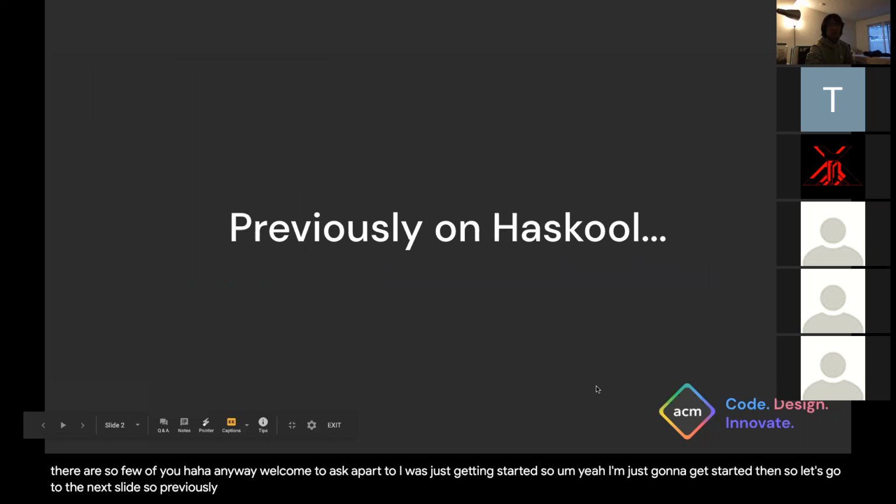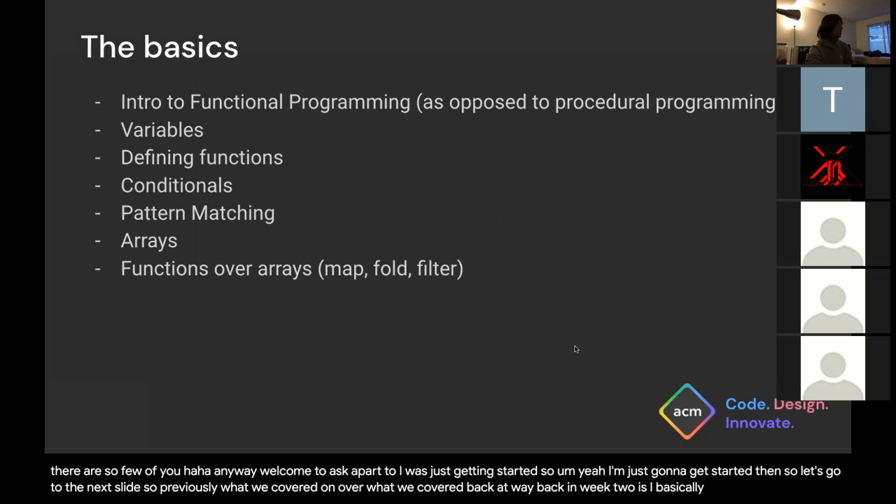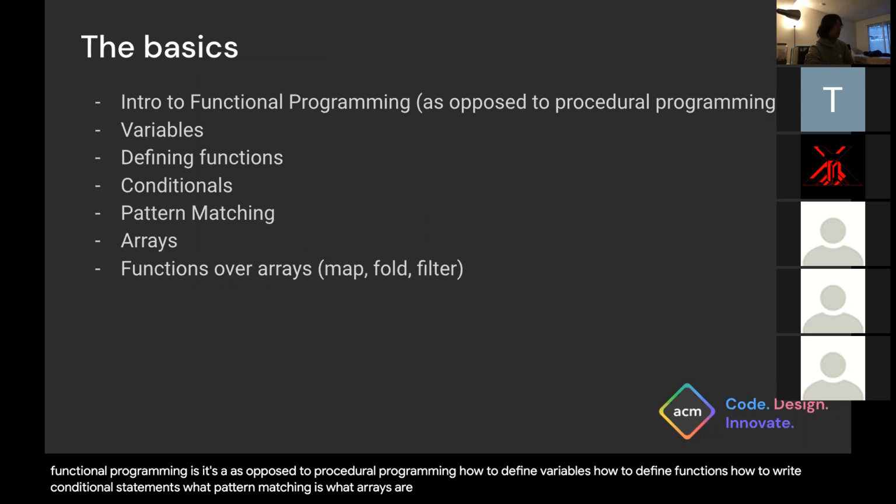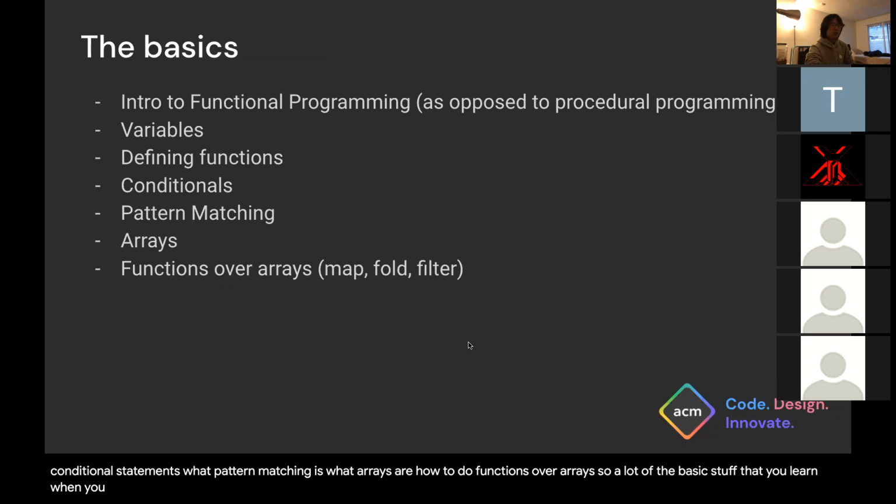So previously, what we covered way back in week 2 is I basically talked about what functional programming is as opposed to procedural programming, how to define variables, how to define functions, how to write conditional statements, what pattern matching is, what arrays are, how to do functions over arrays. So a lot of the basic stuff that you learn when you first get started with any programming language, but with a bunch of extra spicy Haskell things.